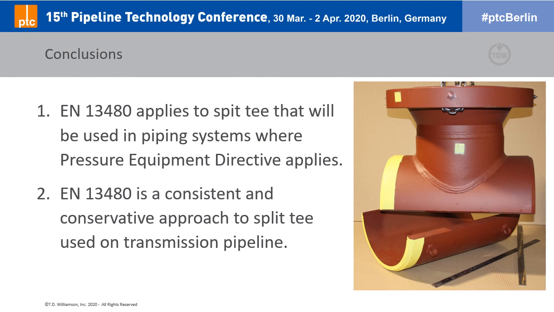So, in conclusion, EN 13480 is straightforward for piping systems when the Pressure Equipment Directive applies. It provides presumption of conformity to the PED. For transmission pipeline, it is a conservative and consistent approach that helps guarantee a high-quality product from all aspects, from design to material and manufacturing to inspection, and avoid delays due to misunderstanding or interpretation.